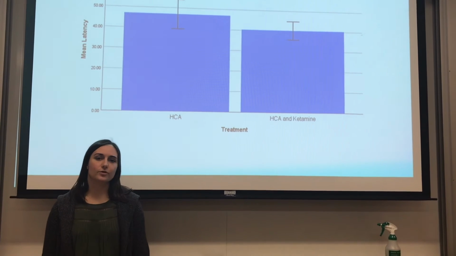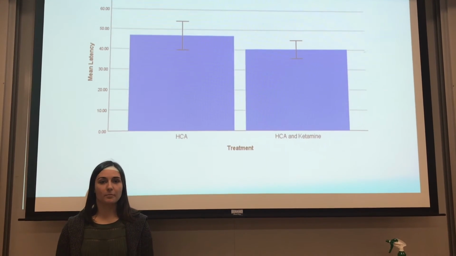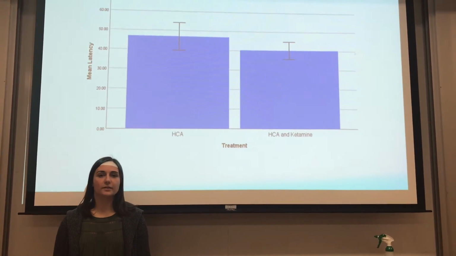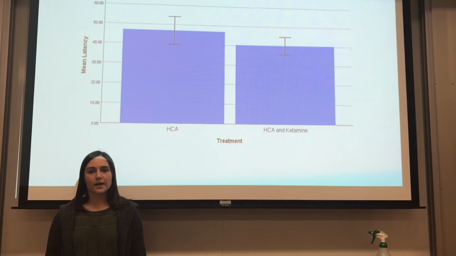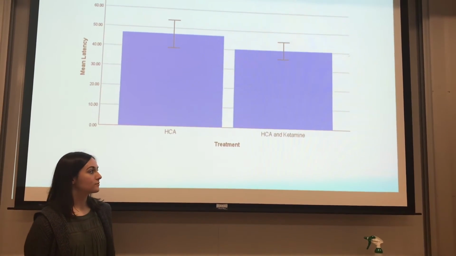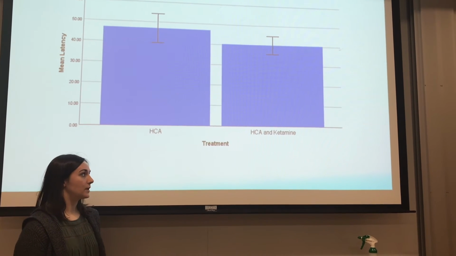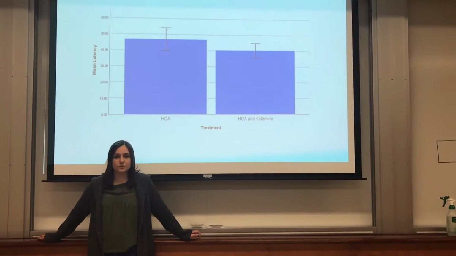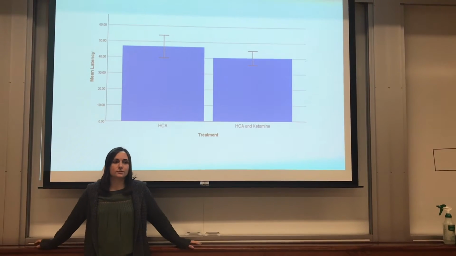For our first test for the Morris water maze, we averaged all of the trials to come up with the average latency of all of the rats. We defined latency as the amount of time it took the rat to find the platform, and there was no significant difference between those treated with HCA and HCA and ketamine. We hypothesized that rats pre-treated with ketamine before HCA would have a shorter latency, and these results do not support that.